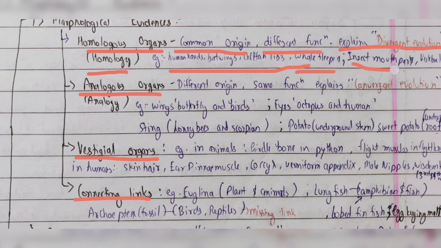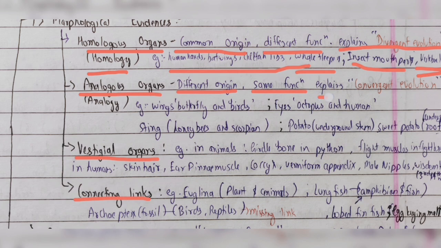Then insect mouth parts in most of the insects are homologous and represent homology, as well as the vertebrate heart in most of the chordates. In most of the vertebrata, the heart is mostly ventral and most of them have chambers, and structures like that represent homology. Next in line come analogous organs, which means different origin but somehow developed similar or same functions.